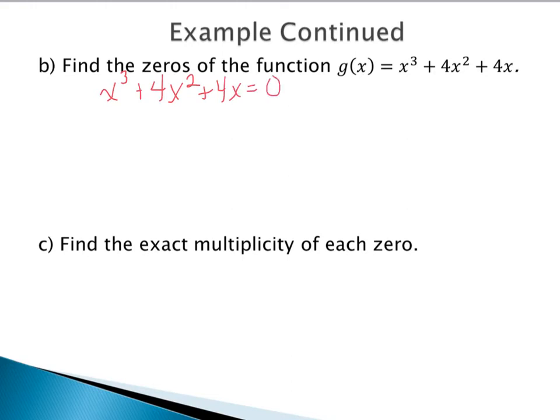equals 0. If possible, we always want to try to factor first. Here I have a greatest common factor of x, so we're left with x squared plus 4x plus 4. Again, I can factor the inside. x squared plus 4x plus 4 factors into x plus 2 times x plus 2.